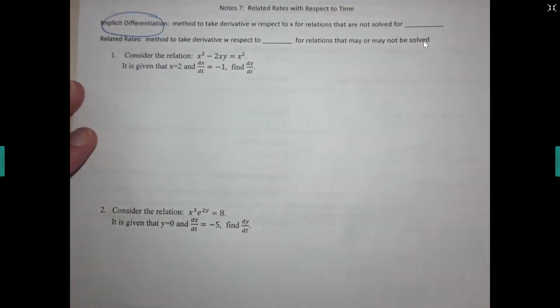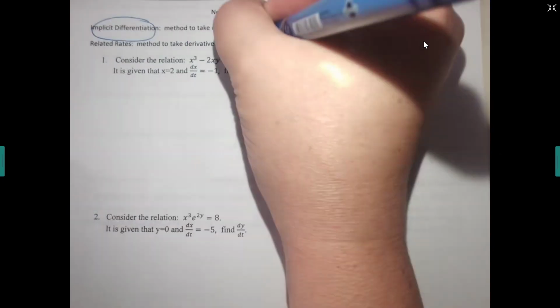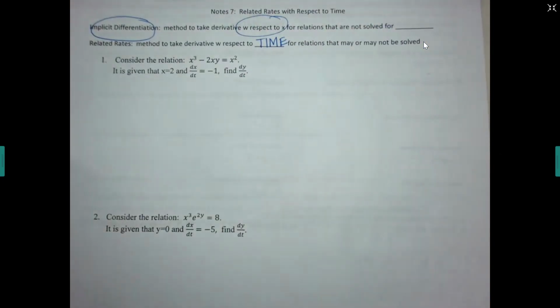So implicit differentiation, which is what we have been doing, is where you take the derivative with respect to x. Related rates, you're going to be taking the derivative with respect to time. Okay, and so essentially here's what that means. Normally when you take the derivative with respect to x, anything that's an x, you don't have to add any extra stuff to, but if it's a y, you would have to add a dy dx. If you're taking the derivative with respect to time, then any letter is going to get a d/dt of that letter. So let me kind of show you what I mean.